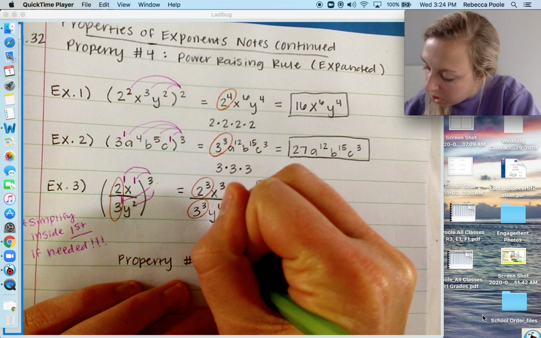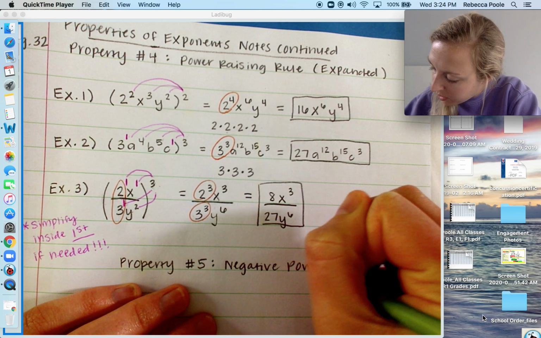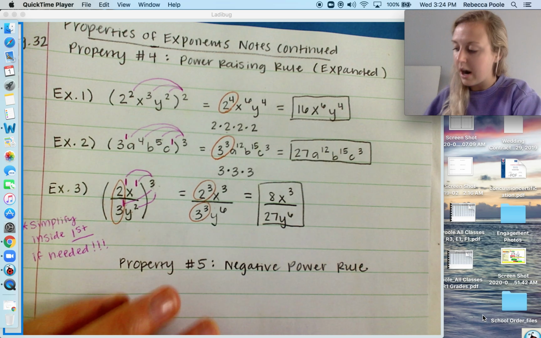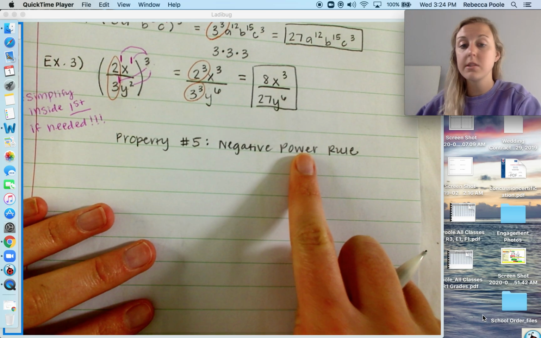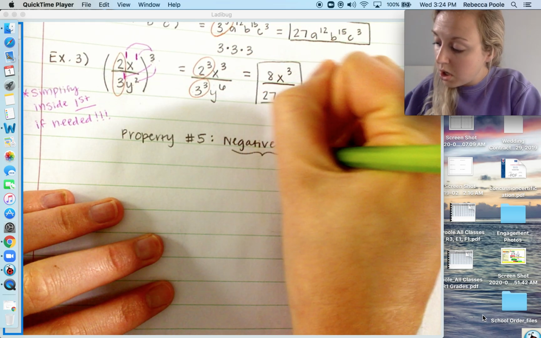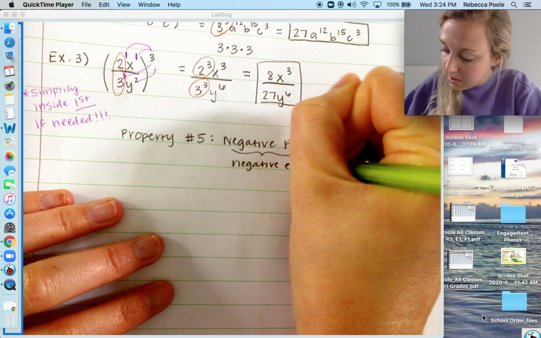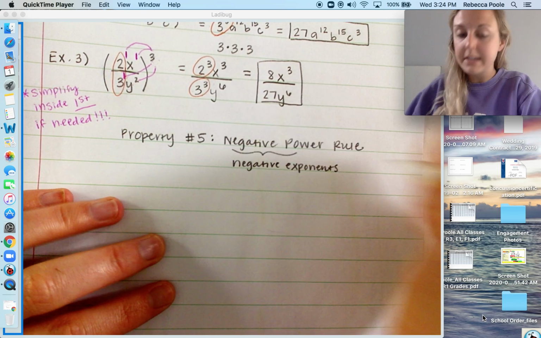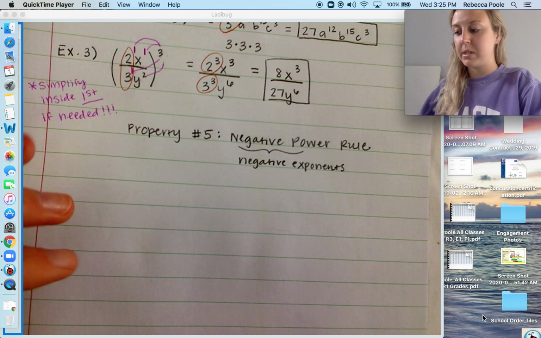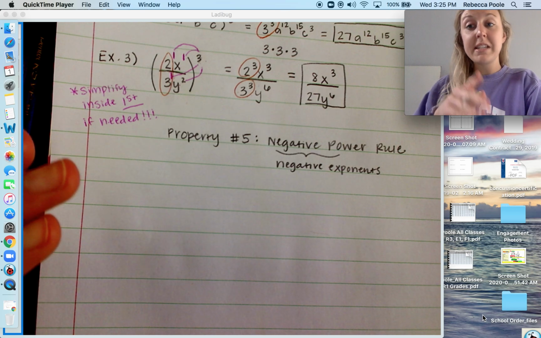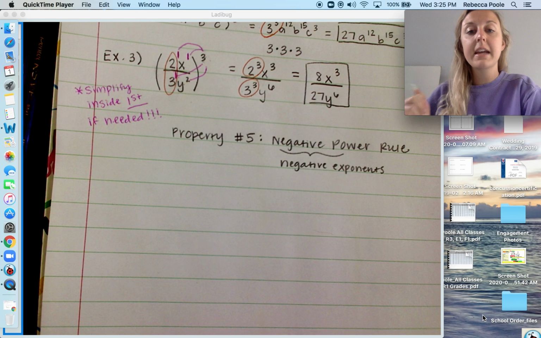Property 5 is our negative power rule, all right? So think about, again, the word power just means an exponent. So for all of these, we're talking about negative exponents. All right, this is one of my favorite rules to teach because to me it makes the most sense. Well, it doesn't make sense to y'all, but then when I explain it the way I do, y'all are gonna be like, oh, okay. So negative exponents.